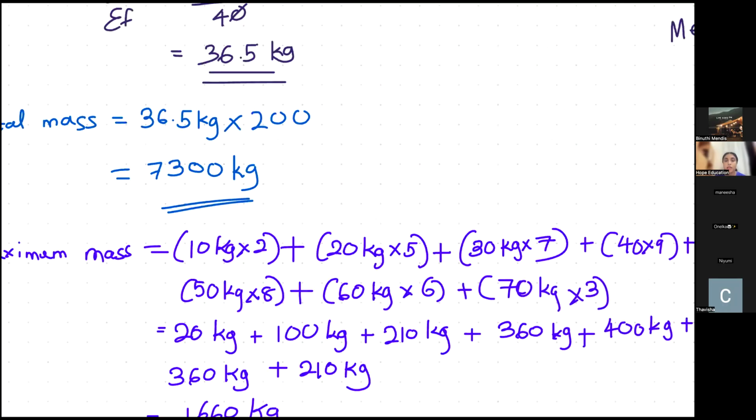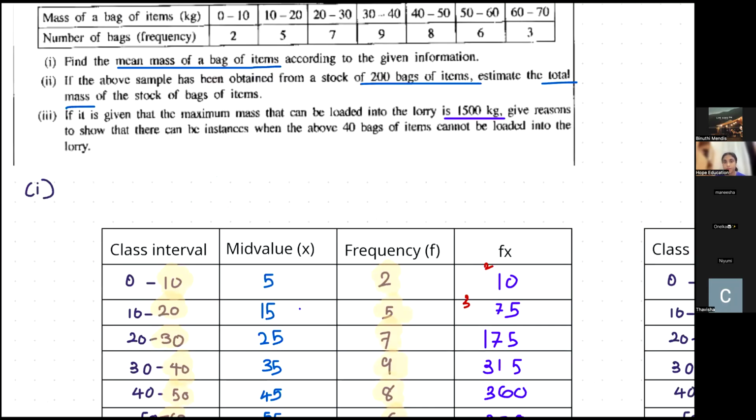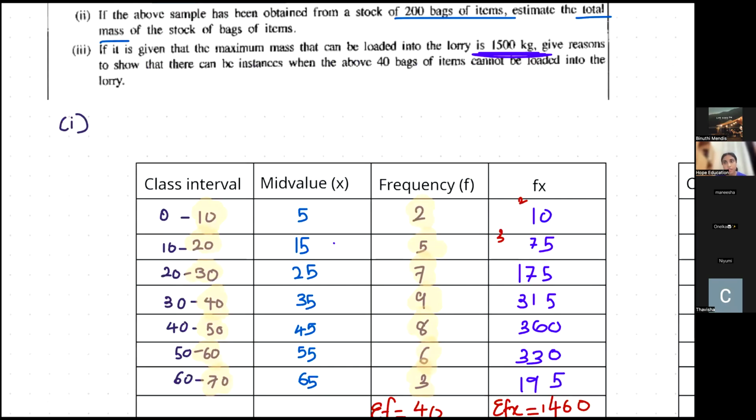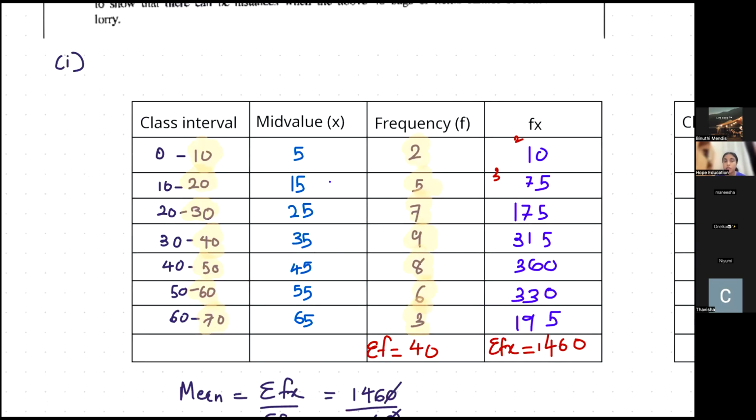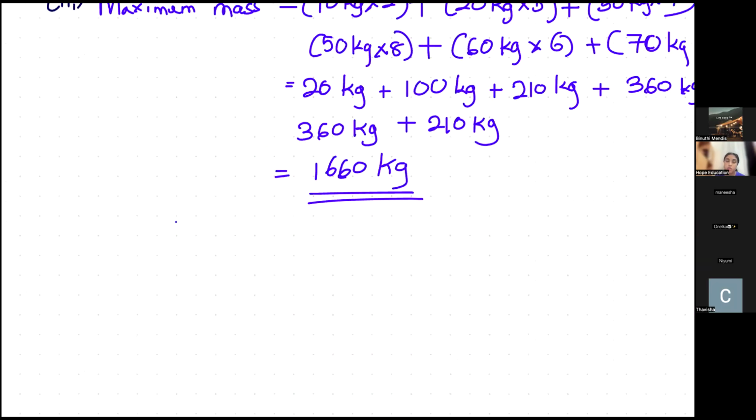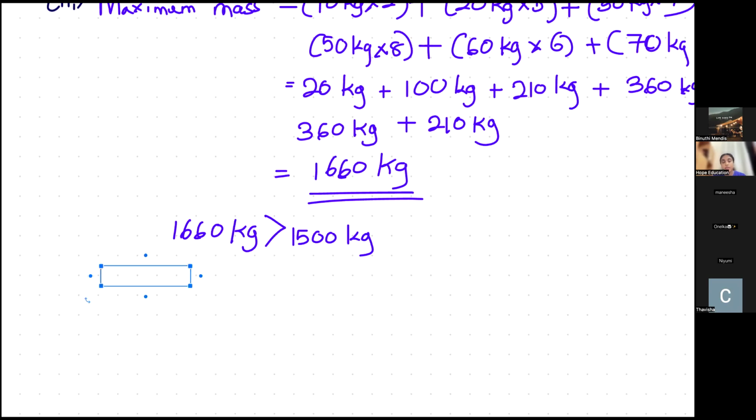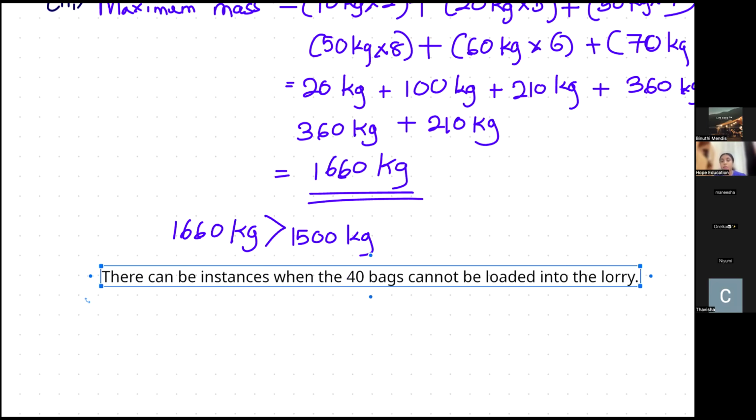Look, the maximum the lorry can bear is 1500. Here we have ranges. If all the bags take their maximum, the lorry cannot carry them. Okay? So we say 1660 kg is greater than 1500 kg. Therefore, we say there can be instances when the 40 bags cannot be loaded into the lorry. If all have the maximum mass, we cannot load this.